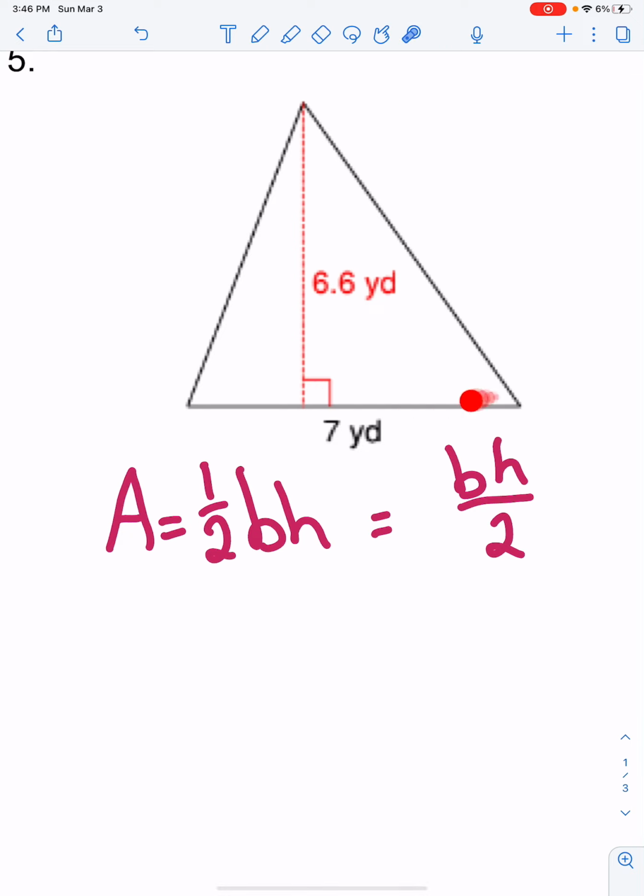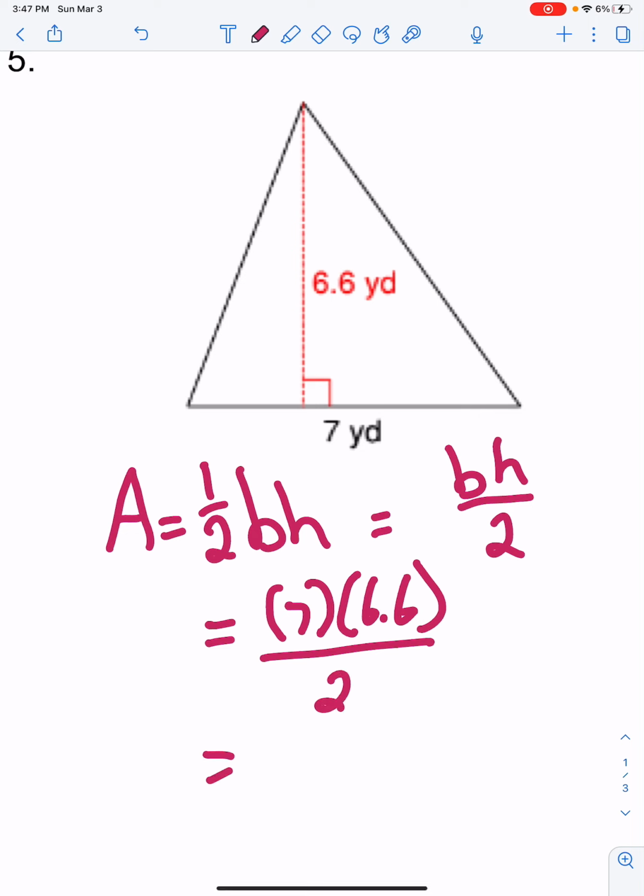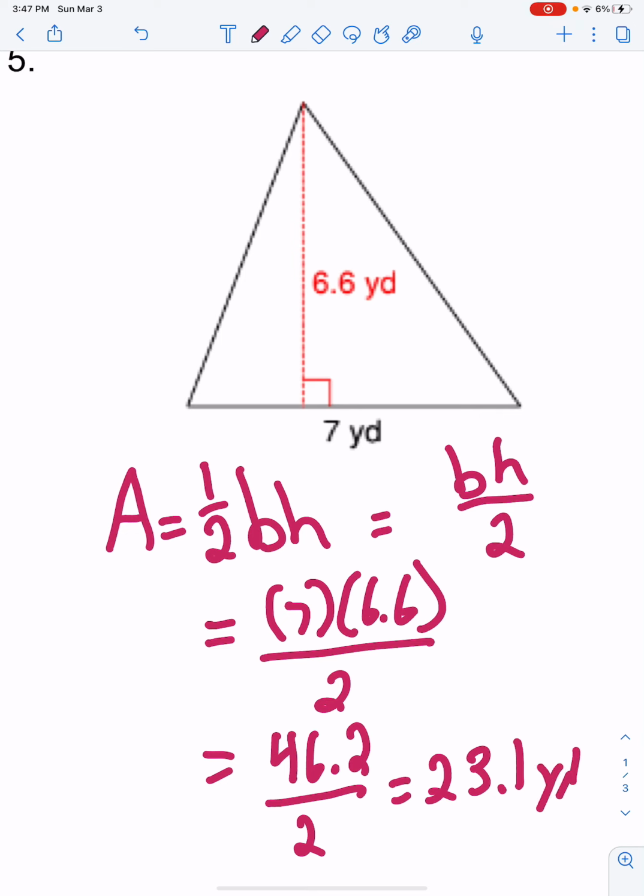There are only two numbers in this problem labeled for us. However, there always could be more, right? There's 3 sides that could be labeled here. You only need the base and the height. So we've got 7 and 6.6. So I'm going to do 7 times 6.6, and then I'm going to divide by 2. All right, so 7 times 6.6 is 46.2. And then we're going to divide that by 2, and we're going to get 23.1 yards squared for the area of this triangle.